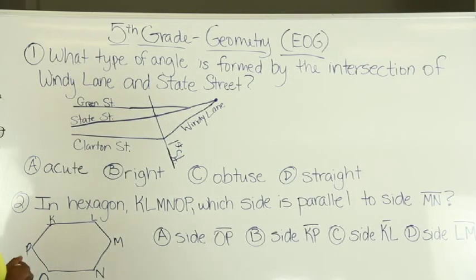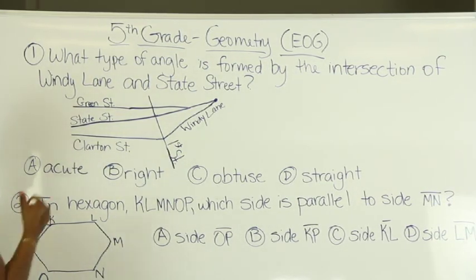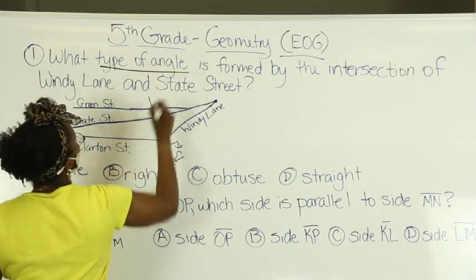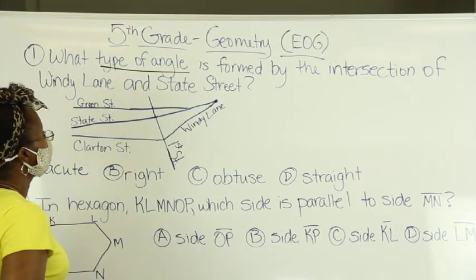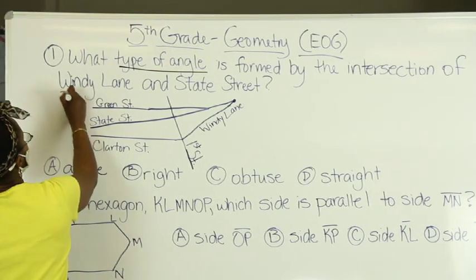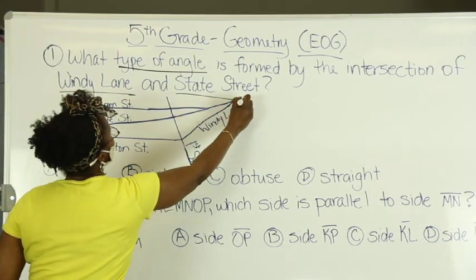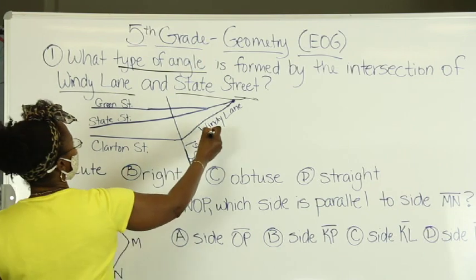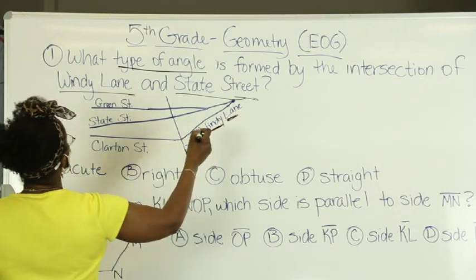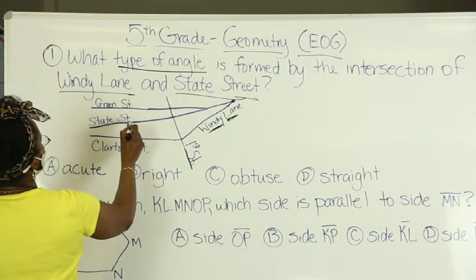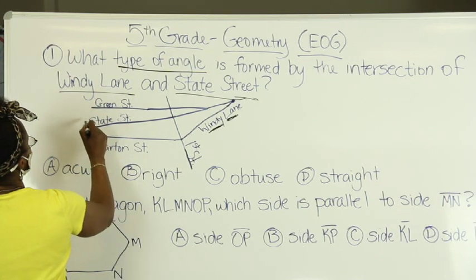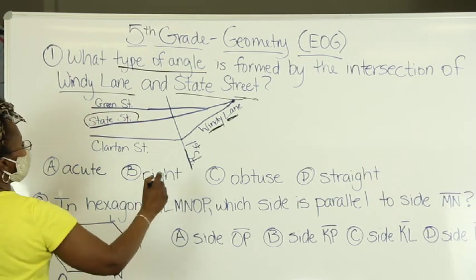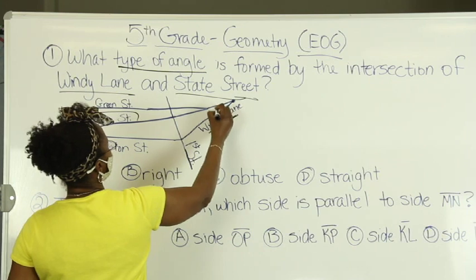So we first have to make sure we understand what they're asking. They want to know what type of angle is being formed by the intersection of Windy Lane and State Street, okay? So we need to know what type of angle it is. We first need to find the streets. Here is Windy Lane. And here is State Street right here. This is State Street. So the angle that we're looking at is this angle.